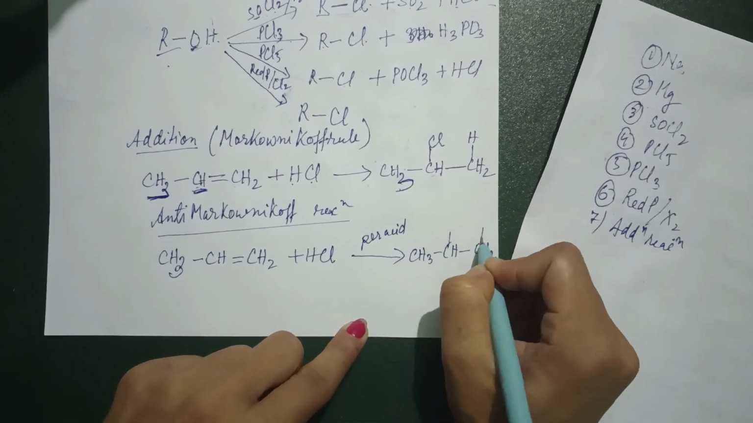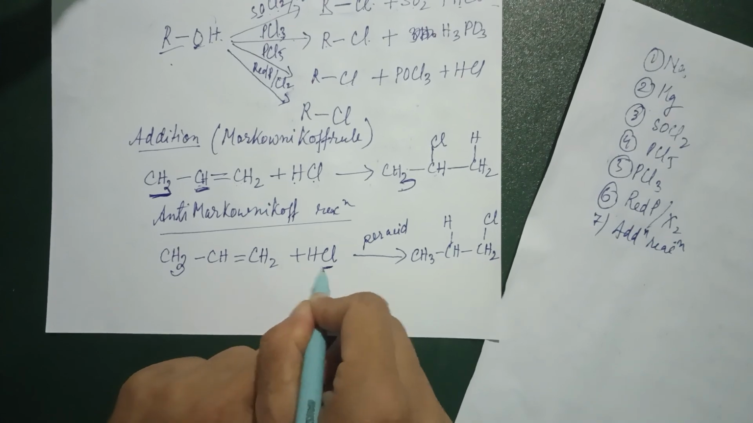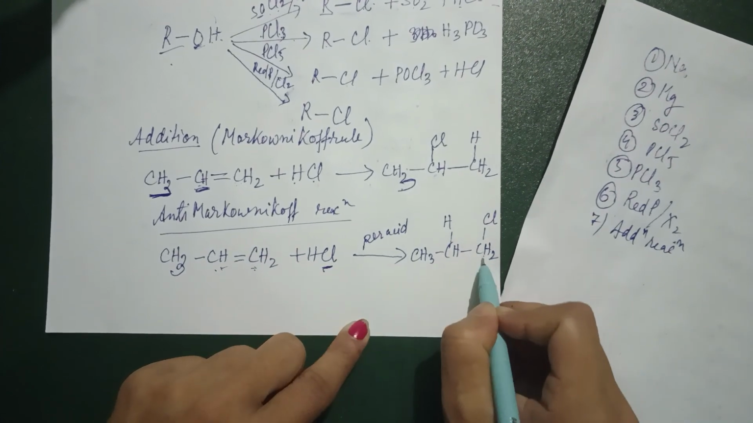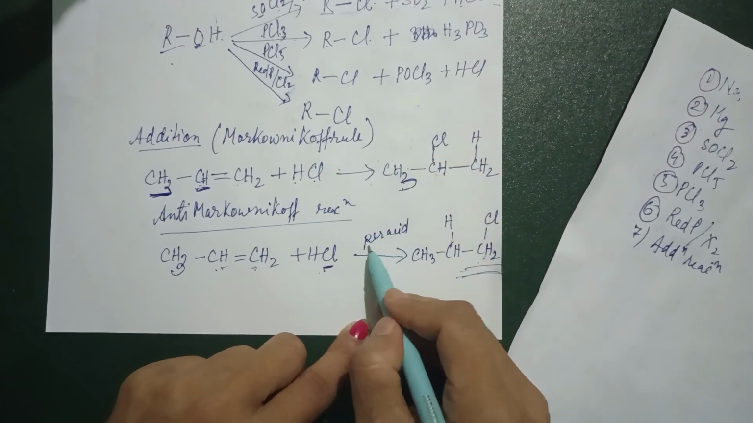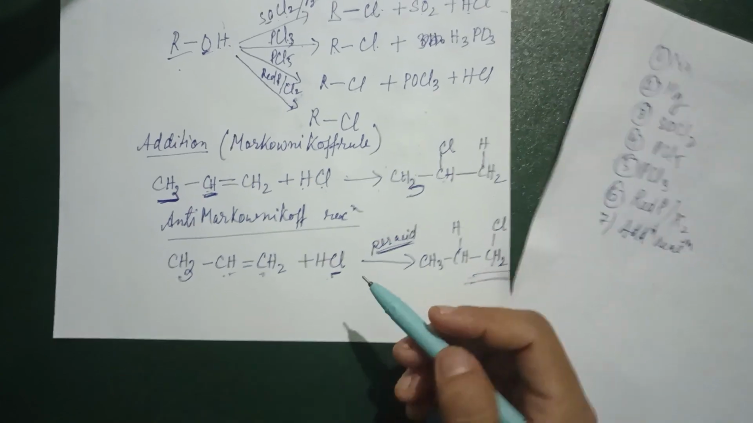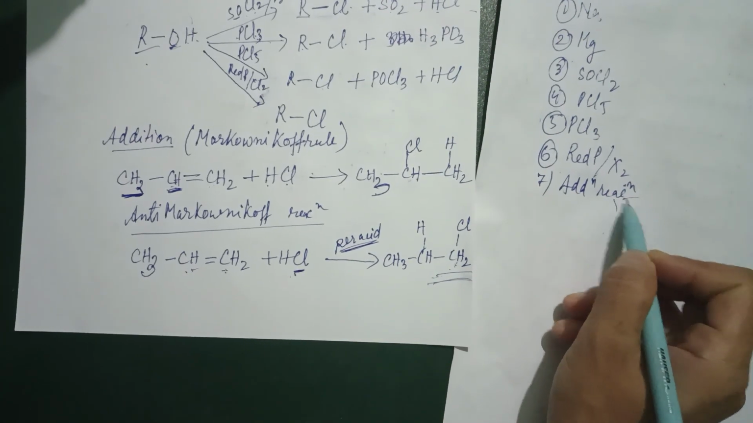But now the addition will be just opposite. Cl will be here, that means the negative part of the reagent goes to the carbon atom of the double bond containing more hydrogen. How to differentiate between this and the Markovnikov product? There will always be a peracid or peroxide in the case of anti-Markovnikov. So we have addition reactions, with Markovnikov and anti-Markovnikov rules.